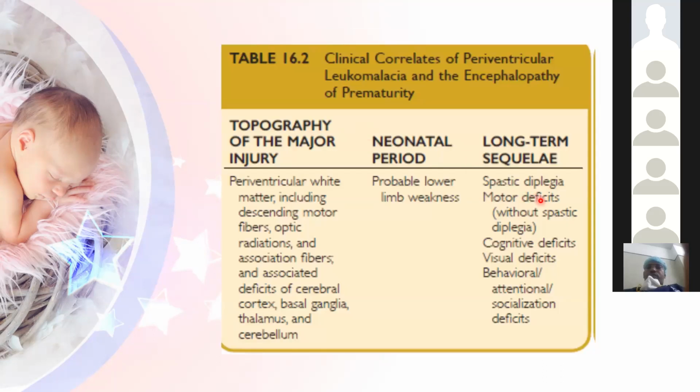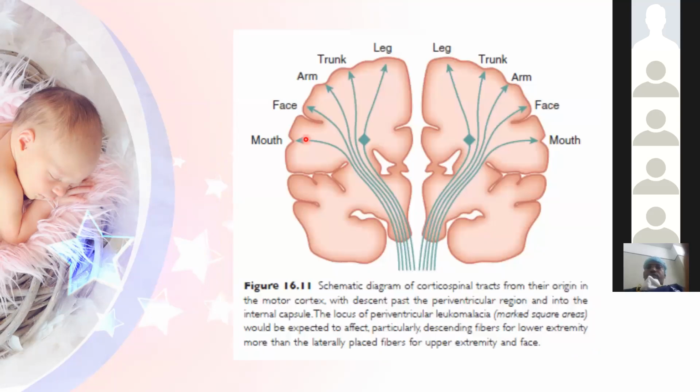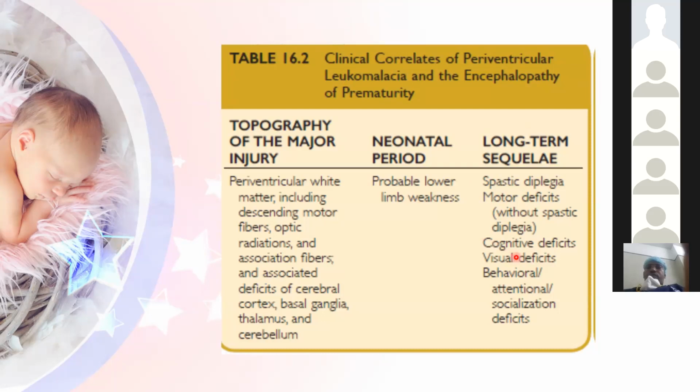You can have motor deficits without spastic diplegia, like I already mentioned. You can have injury anywhere and you can have motor deficits in any part of the body. Then you can have cognitive deficits. I told you that these axons which were growing in the brain help in the formation of cortical connections, the association fibers I was talking of.